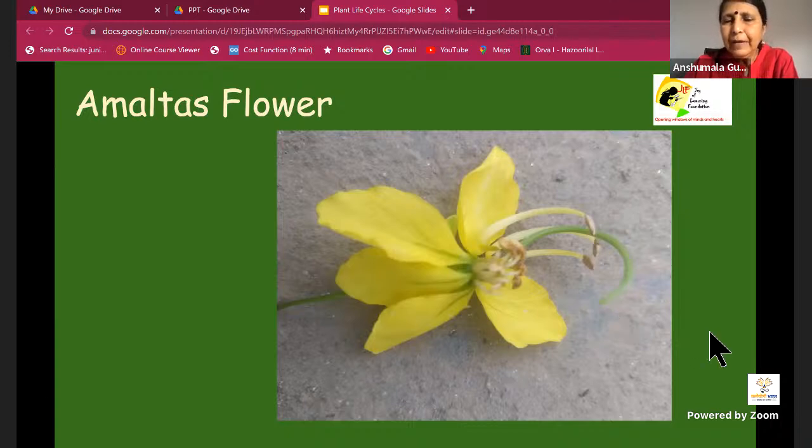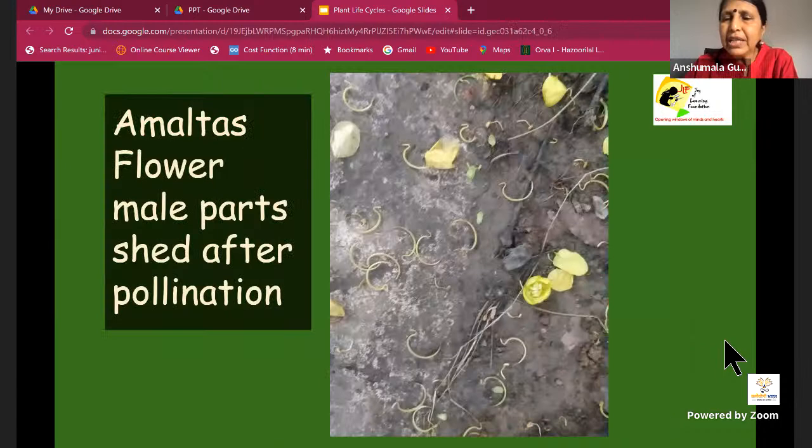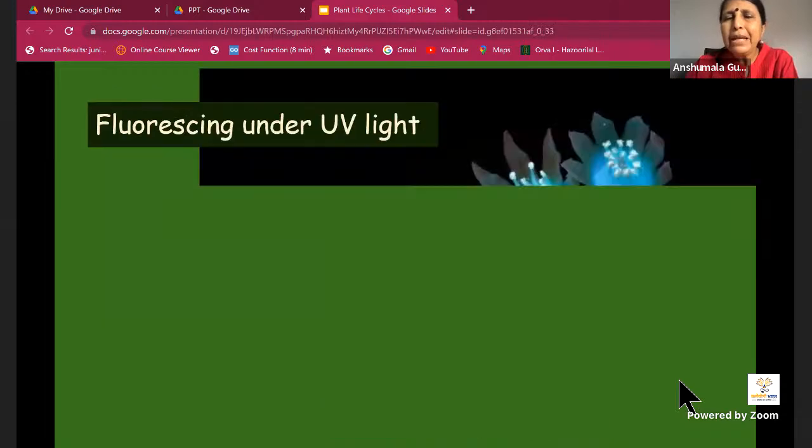So flowers make arrangements like this, and interestingly, after pollination is done, the male parts are all shed. So under an amaltas tree, you can see a whole lot of male parts shed once pollination is done.